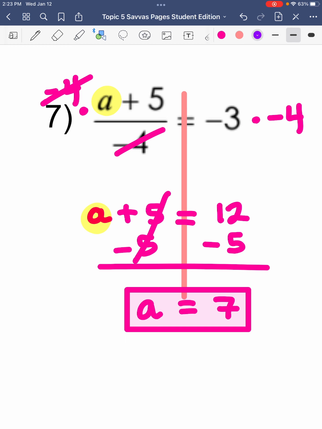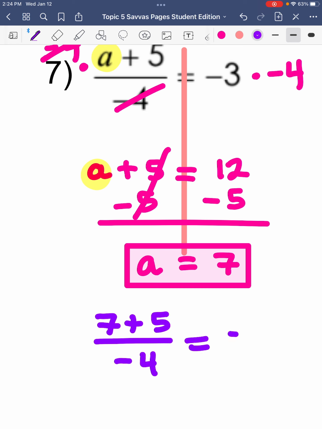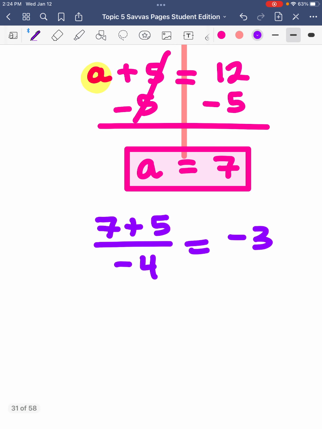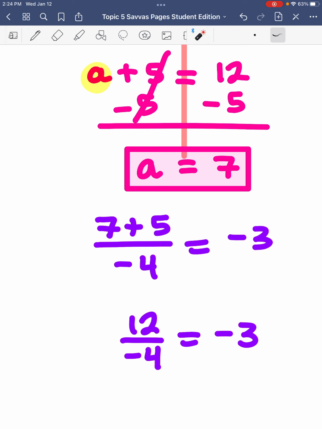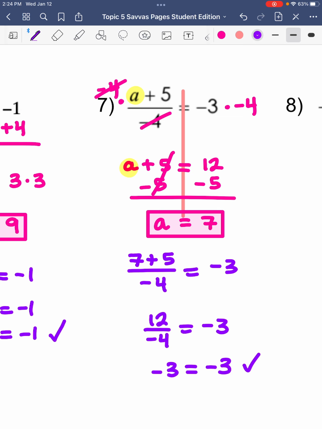Now we can always plug that in to check our work. So we have 7 plus 5 divided by negative 4 equals negative 3. Well, let's first figure out what 7 plus 5 is. 7 plus 5 is 12. So I have 12 divided by negative 4 equals negative 3. So 12 divided by negative 4, a positive number divided by a negative number, gives us a negative quotient. So it is negative 3, and negative 3 equals negative 3, same number on both sides. So I know that my answer is correct.